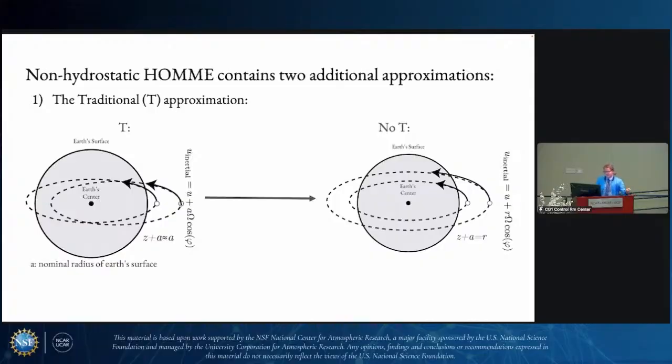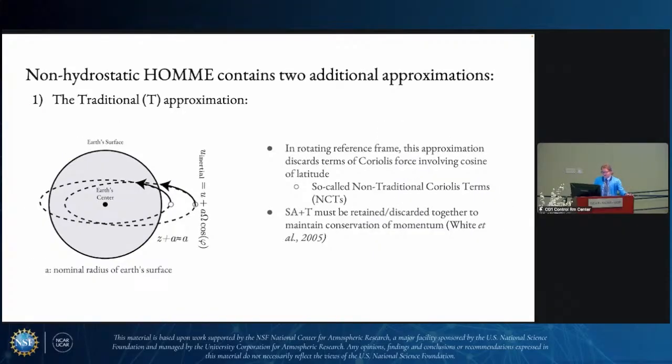And basically, for a parcel moving vertically in the atmosphere, if you're assuming that radius is constant, the angular momentum looks different if you make that assumption versus not. And so these last two metric terms and Coriolis terms are called the traditional approximation. And if you discard the Coriolis terms in the traditional approximation, those are called the non-traditional Coriolis terms. So these two approximations are treated as a package deal to maintain conservation of angular momentum.